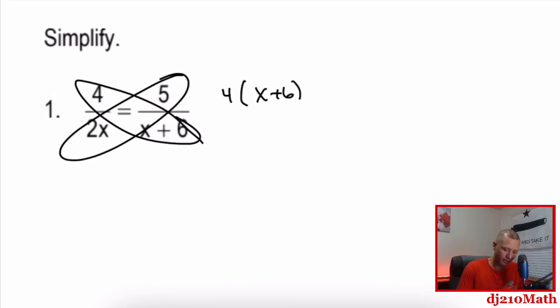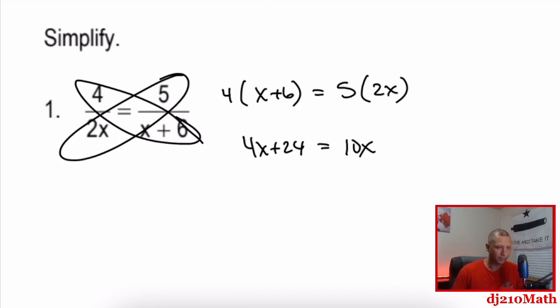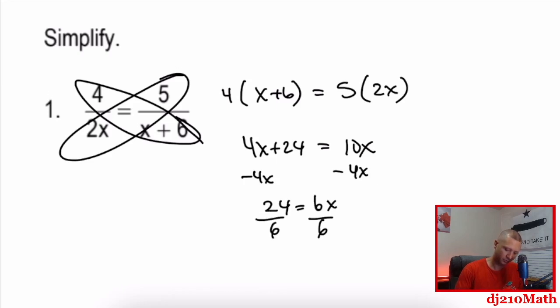4x plus 6, 5, 2x. Now a lot of this can be done mentally. Right? I probably could have done this mentally. 4x plus 24, 10x. And then combining like terms. X is equal to 4.